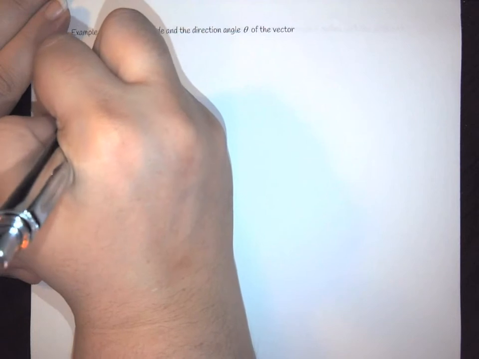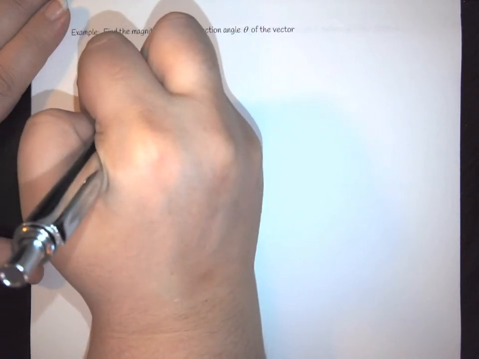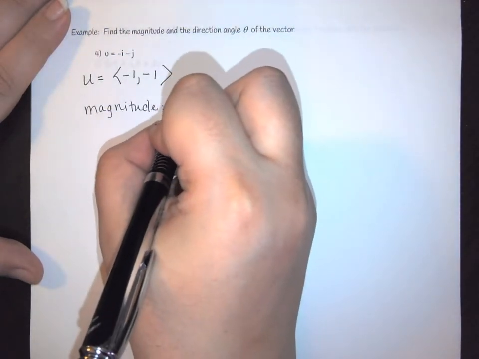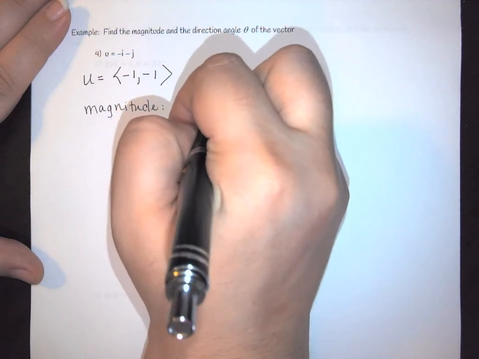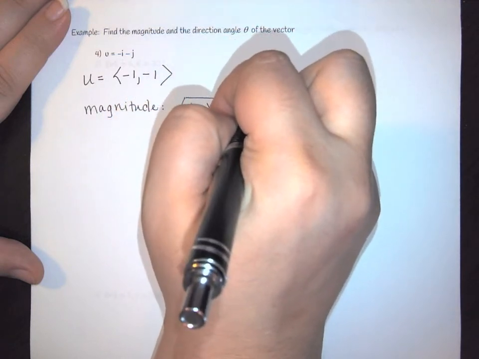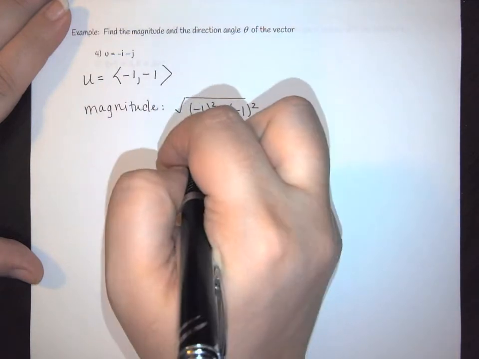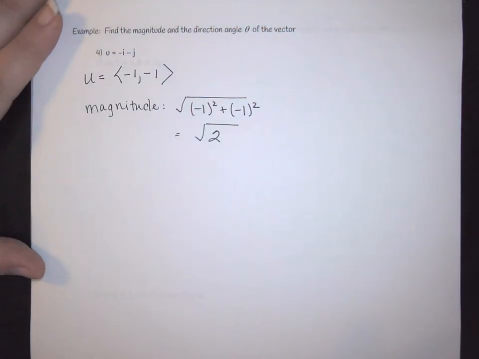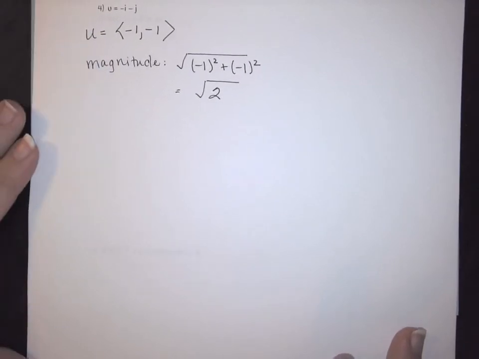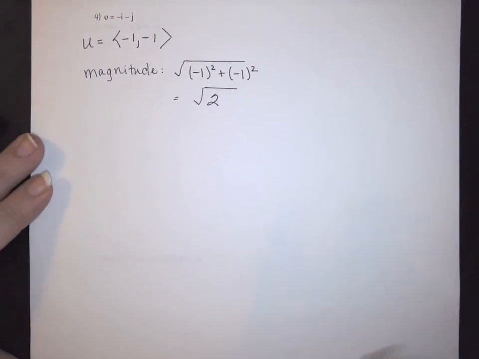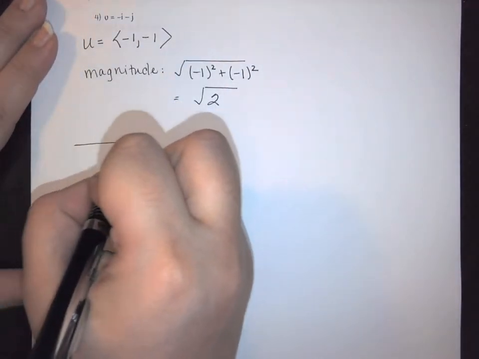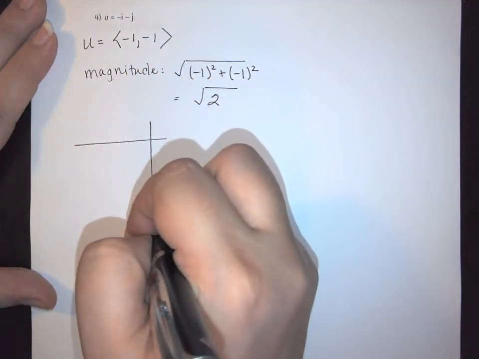So with that we can find the magnitude. My magnitude is going to be the square root of negative 1 squared plus negative 1 squared. So here we're going to end up getting the square root of 2. And that is your magnitude. Now we have to use this idea, and we need to be able to find our direction angle. Both of my terms are negative, so that tells me that I am down in my third quadrant. So let's go ahead and get our quadrant going.